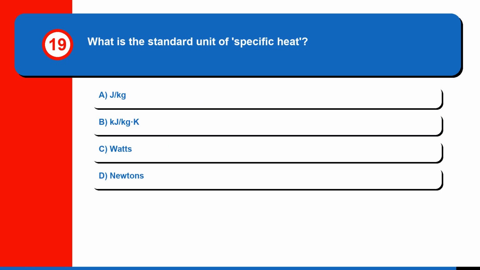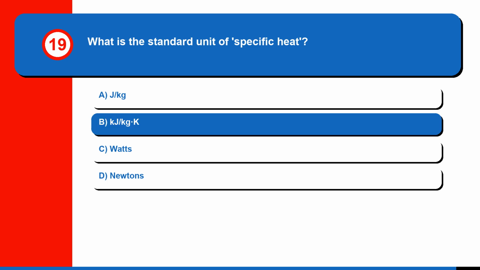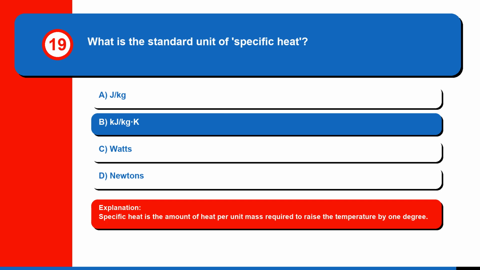Question 19. What is the standard unit of specific heat? A. J/kg. B. kJ/kgK. C. Watts. Or D. Newtons. The correct answer is B. kJ/kgK. Specific heat is the amount of heat per unit mass required to raise the temperature by 1 degree.